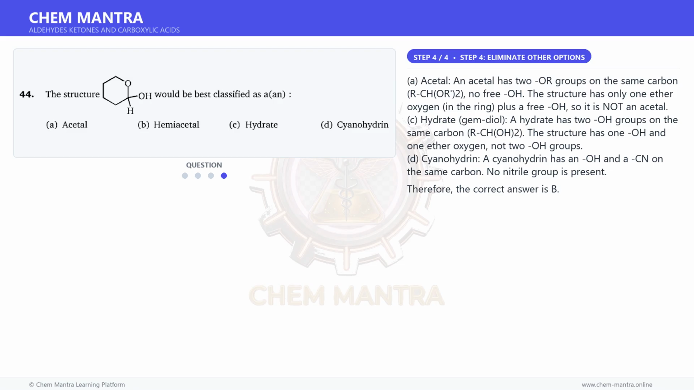A hydrate has 2 OH groups on the same carbon, RCH(OH)2. The structure has one OH and one ether oxygen, not 2 OH groups. D. Cyanohydrin. A cyanohydrin has an OH and a CN on the same carbon. No nitrile group is present.